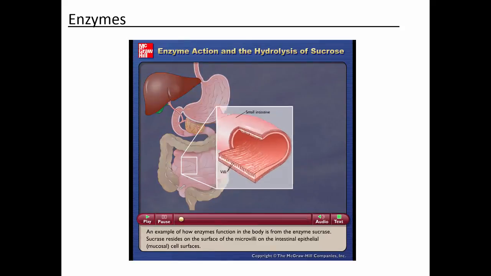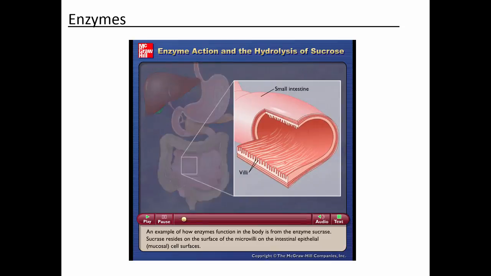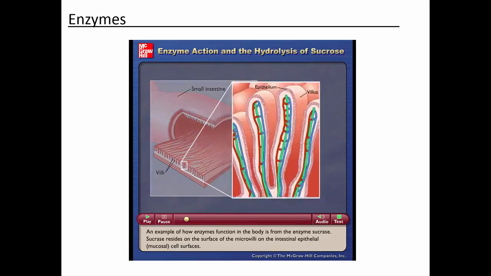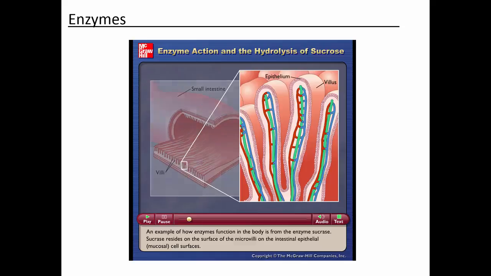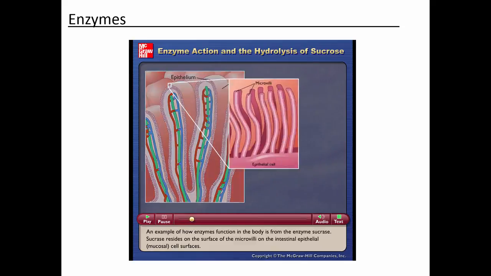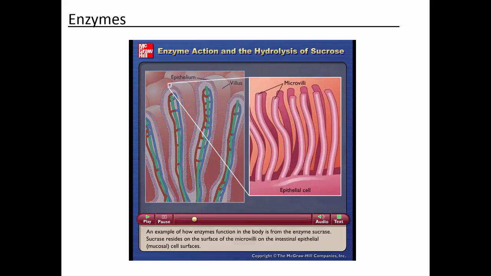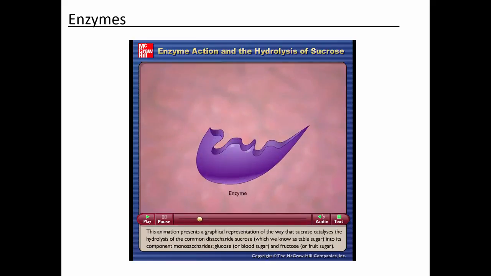An example of how enzymes function in the body is from the enzyme sucrase. Sucrase resides on the surface of the microvilli on the intestinal epithelial mucosal cell surfaces. This animation presents a graphical representation of the way that sucrase catalyzes the hydrolysis of the common disaccharide sucrose, which we know as table sugar, into its component monosaccharides, glucose or blood sugar, and fructose or fruit sugar.